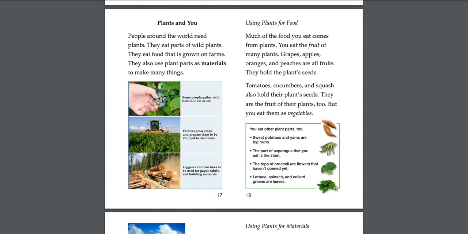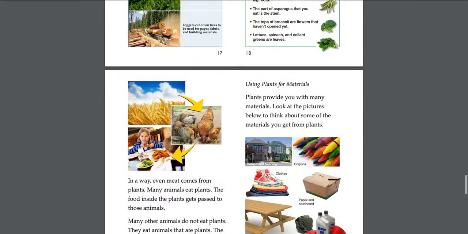You eat other plant parts too. Sweet potatoes and yams are big roots. The parts of asparagus you eat are the stem. The tops of broccoli are flowers that haven't opened yet. Lettuce, spinach, and collard greens are leaves. I didn't know that about broccoli, actually. I guess it makes sense, though.